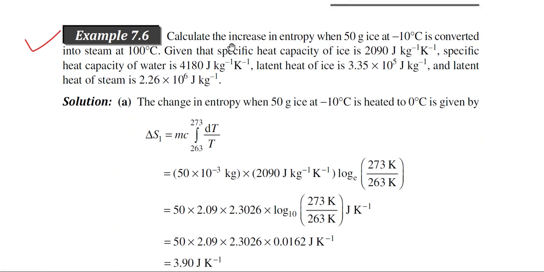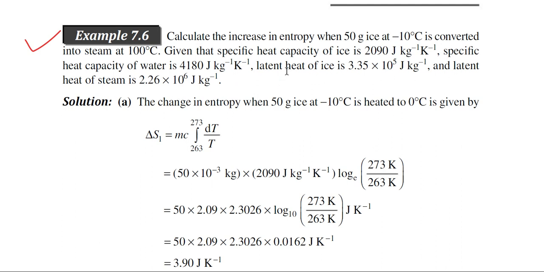Another problem: calculate the increase in entropy when 50 gram of ice at minus 10 degrees centigrade is converted into steam at 100 degrees centigrade. Given that the specific heat capacity of ice is given, the specific heat capacity of water is also given, the latent heat of ice is given and the latent heat of steam is given.